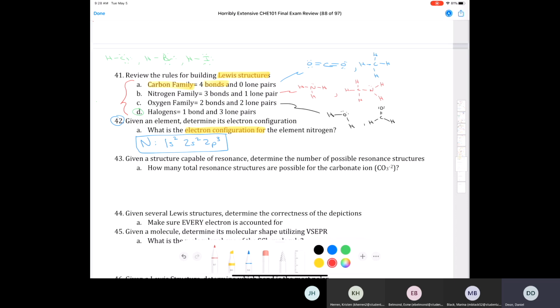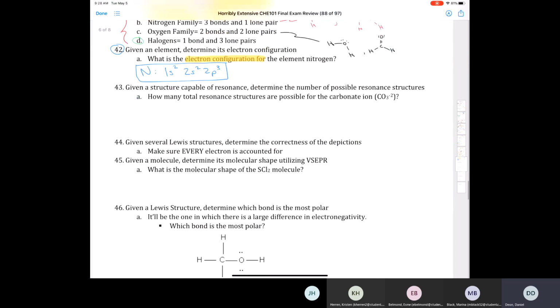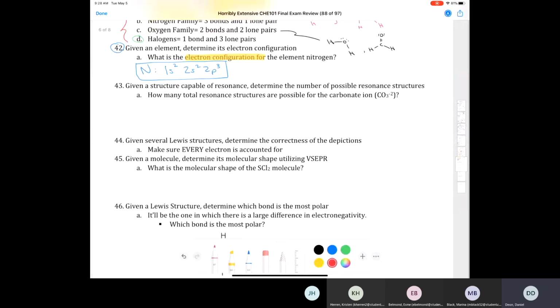Moving right along, question number 43 says, given a structure capable of resonance, determine the number of possible resonance structures. So it says here, how many total resonance structures are possible for the carbonate ion? Let's start by drawing the carbonate ion. And this is also something that we did in class, but I'll refresh your memory.